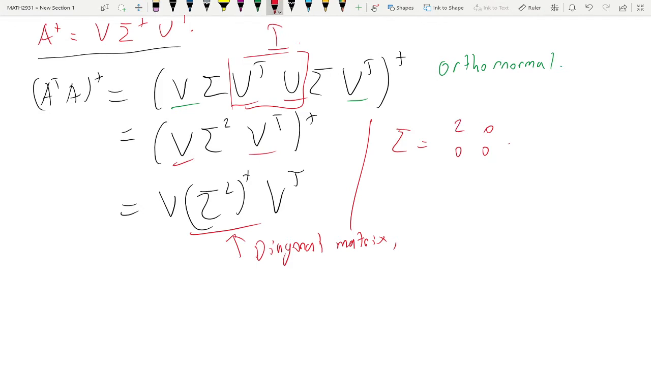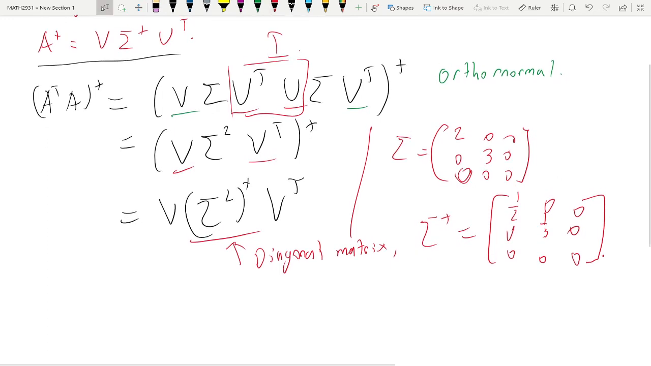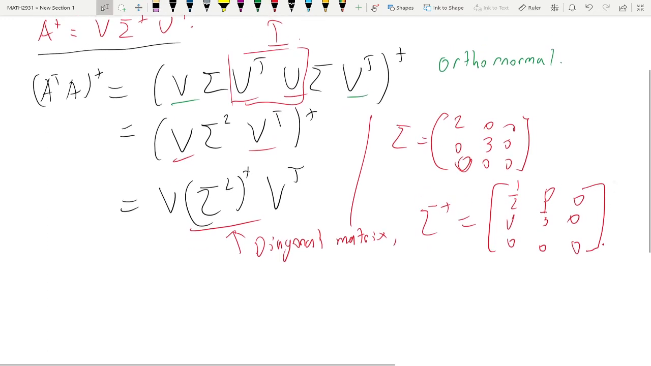2, 0, 3, 0, 0, 0, 0, 0. Right, pretend this is sigma. The pseudo-inverse of this is very easy. All you do is take the reciprocal of the non-zero terms on the diagonal. 0, 0, 0. The zero terms you just leave alone. Right? So it's kind of like an inverse. That's why it's called a pseudo-inverse, basically, for diagonal matrices, right? So it's very easy to find.